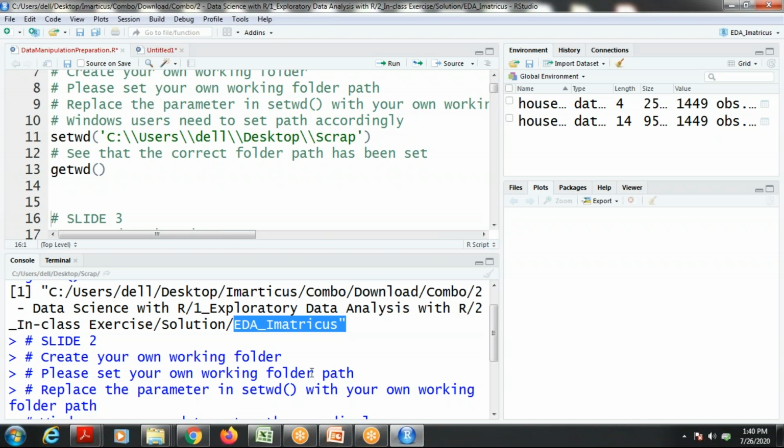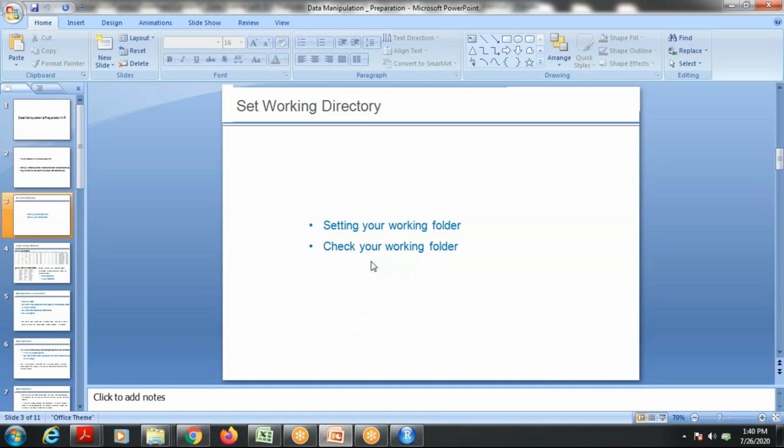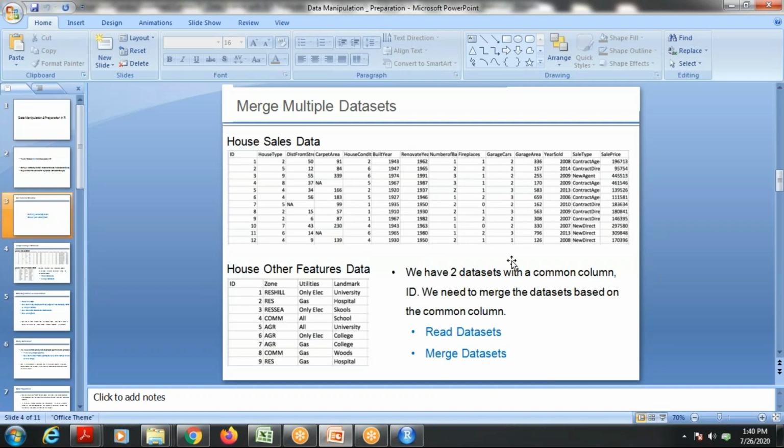It is perfect. Now, that's what the slide was saying, set your working directory and check your working directory. So we set our working directory, after that we check it. Next, we have two data sets. One is the house sales data, another is the house feature data. We need to merge these multiple data sets. We have two data sets with a common column. In both data sets, if you see, ID is the common column. By the help of this ID, we are going to merge both data sets. Got it?